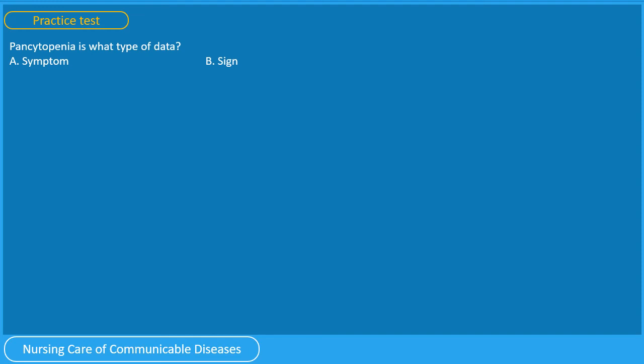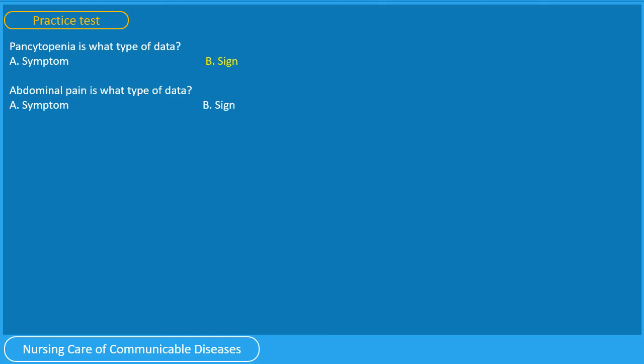Pancytopenia is what type of data? Is it a symptom or is it a sign? You have 5 seconds. Pancytopenia is a decrease in your WBC, RBC, and platelet, which could be verified by a laboratory result. Therefore, this is a sign.